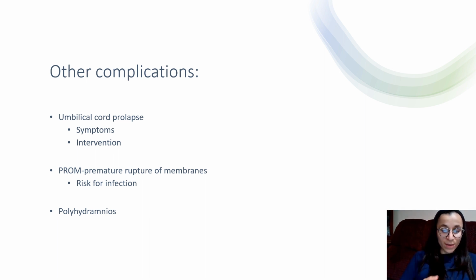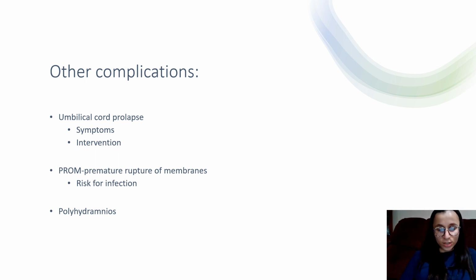What you want to do is manually elevate the presenting fetal part off the cord. Leave your fingers in there, call for help, place the patient in knee-to-chest position to relieve the pressure, give them oxygen, and bring them right to C-section. Never push the cord back in.